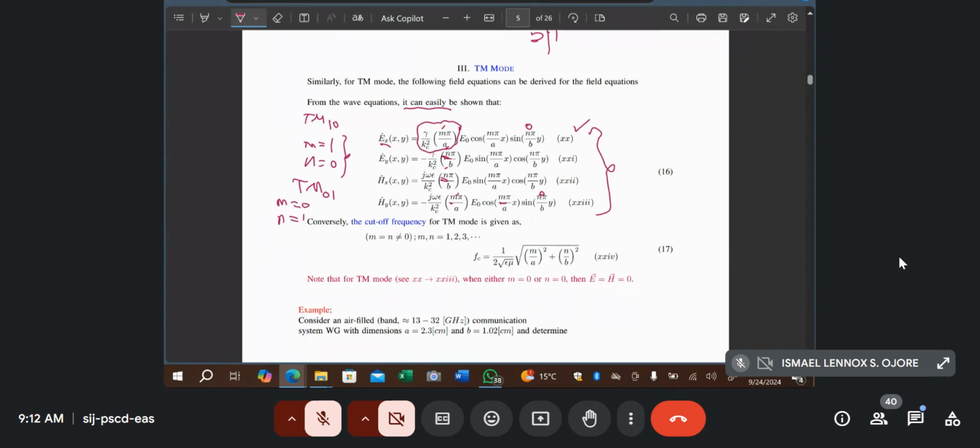Can somebody see it? It vanishes. That also, Ex vanishes because m is equal to 0, the amplitude there. So it doesn't matter what the shape of the signal is.